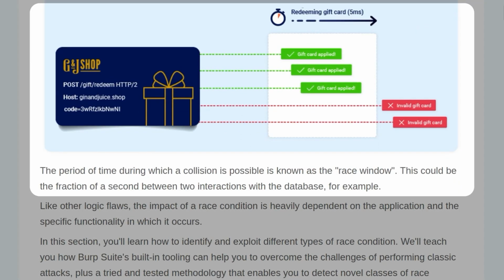The period of time during which a collision is possible is known as the race window. This could be a fraction of a second between two interactions with a database, for example. And here we have a picture showing the redeeming of a gift card, which takes 5 milliseconds. And you can see then we have multiple gift cards being applied. The first 3 go through, and then the next 2 are invalid. So this is our race window.